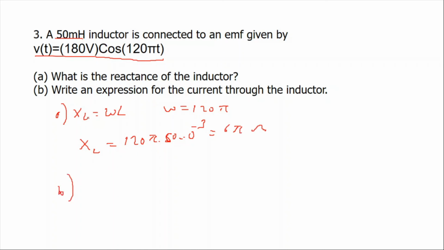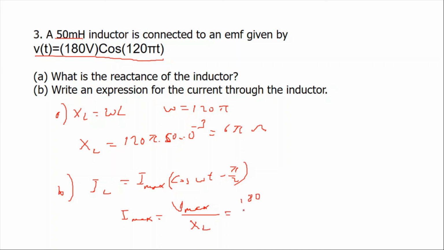B, write an expression for the current through the inductor. We know that IL is equal to Imax times cosine of ωt minus π over 2. To write the expression, first we need to find Imax, the maximum current. It is equal to Vmax over XL. So Vmax from this formula is 180 volts, divided by 6π. It will be equal to approximately 9.6 amperes.